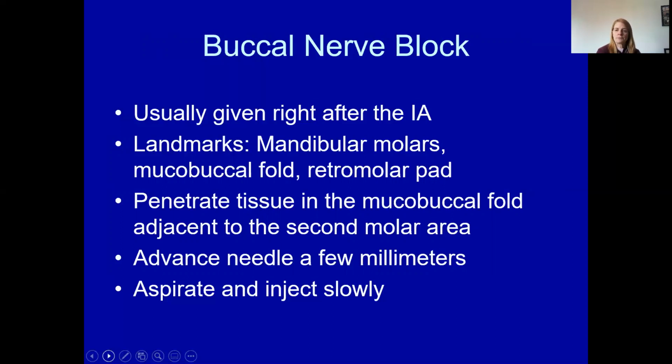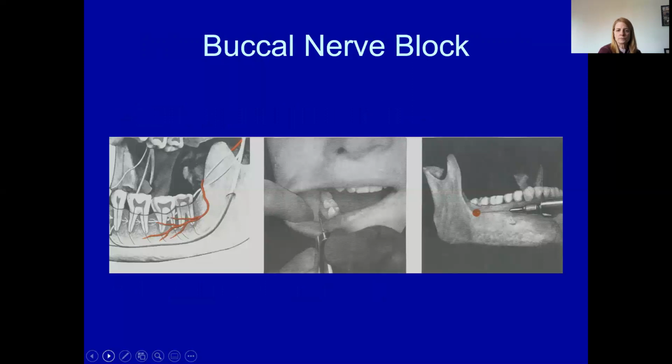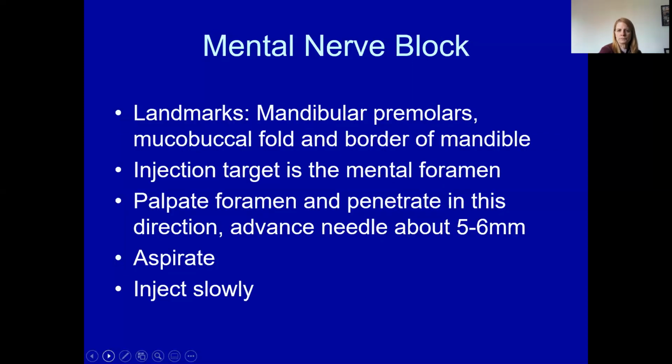You're going to aspirate, and then you're going to inject slowly. For the long buccal, the facial gingiva of the mandibular molars and the skin of that cheek will be numb. You're only going to go in 2 to 3 millimeters, and then that last 1/8 of the cartridge is what you're going to use on the long buccal nerve block. And you can see there in the picture that it's just the facial and interproximal gingiva of the mandibular molars.